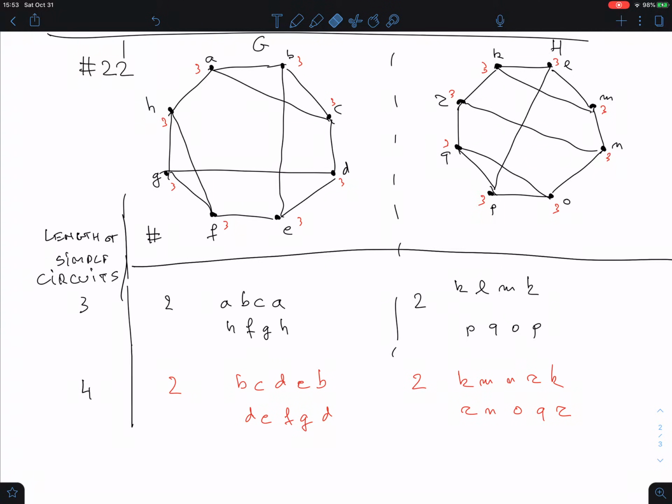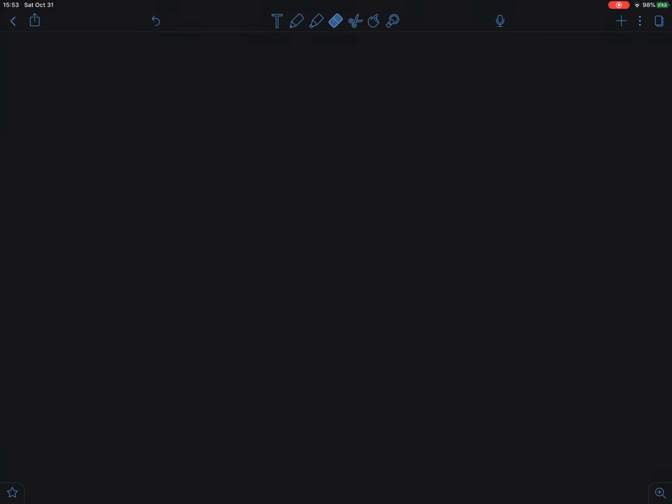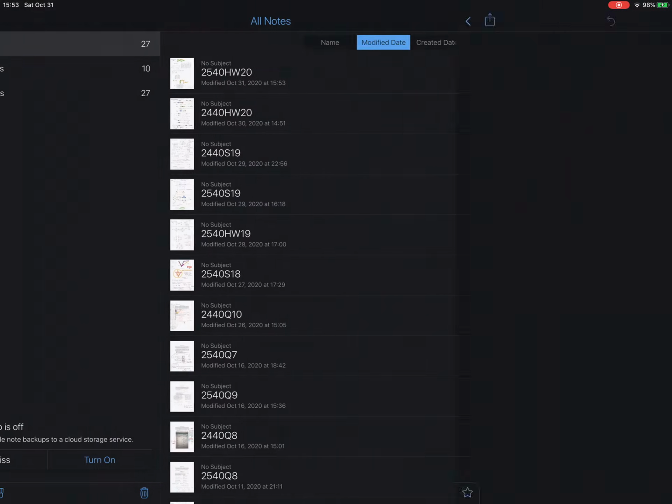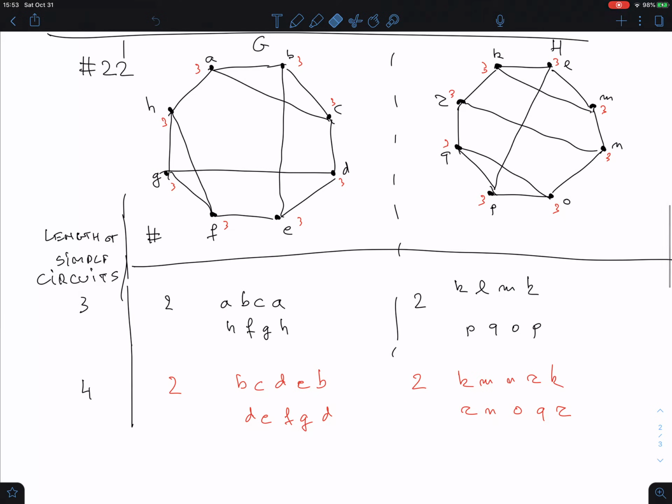Sorry, guys, something is wrong with my stylus. This sometimes happens. This is the wrong one. Sorry, I have to initialize my stylus again. Okay, I got it.